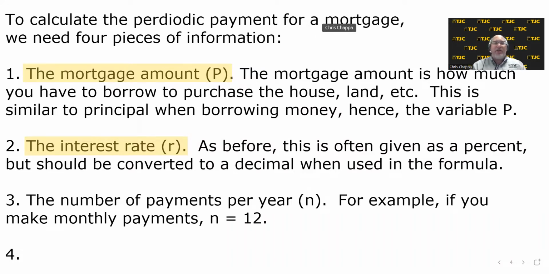Number 3, the number of payments per year, which is going to be represented with the lowercase n. Now, we've seen the n before when we did compound interest. It was the number of times per year interest was compounded. This is kind of the same thing because our interest is going to be compounded as frequently as we make payments.